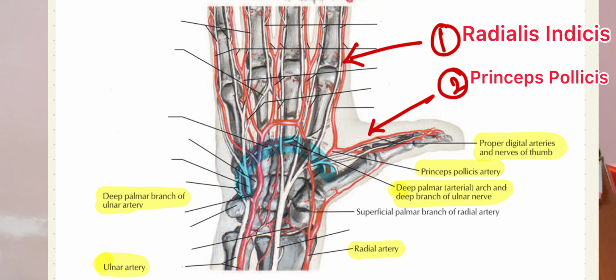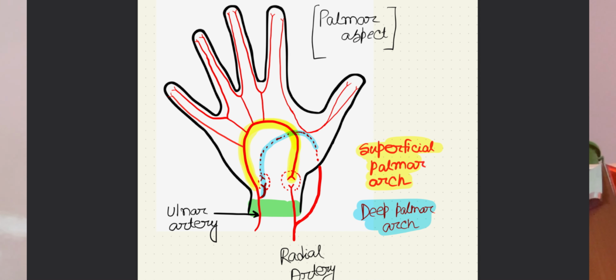And if we join both the superficial and deep palmar arch in one diagram, it looks like this. The blue highlighter is the deep palmar arch, and the yellow highlighter is the superficial palmar arch. The superficial palmar arch, as I have discussed, is formed by the ulnar artery, and it is completed by the superficial branch of the radial artery, and the deep palmar arch is formed by the radial artery itself and a deep branch of the ulnar artery.